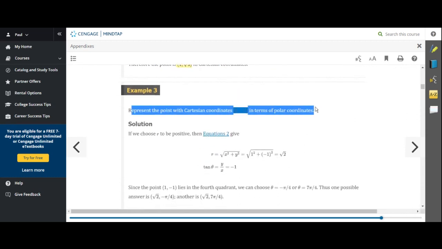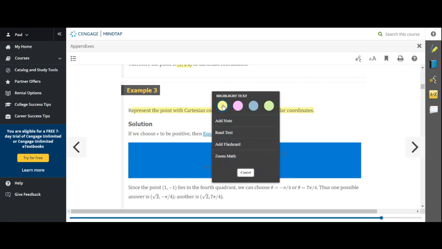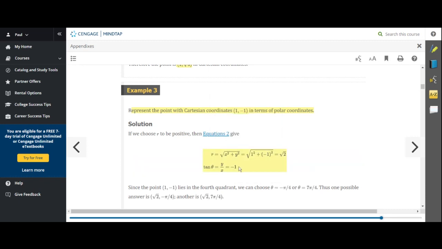Here in example 3, we want to represent the Cartesian coordinates 1, -1 in terms of polar coordinates. So here they're giving you a Cartesian coordinate, and you have to write it as a polar coordinate. That means you need to find the radius and the angle theta. The radius is easy to get. It's just the square root of x squared plus y squared, and that gets you √2. The tangent of theta is y over x, which is -1 over 1, and that's -1. And the tangent of theta is -1 in the second and fourth quadrants.